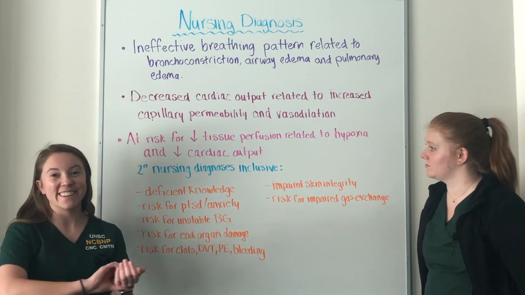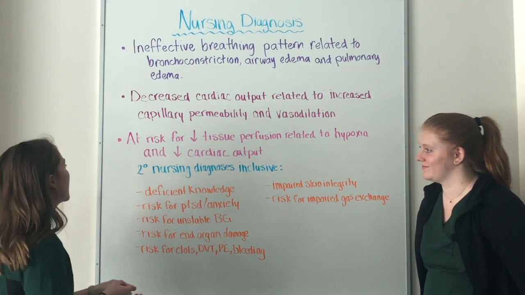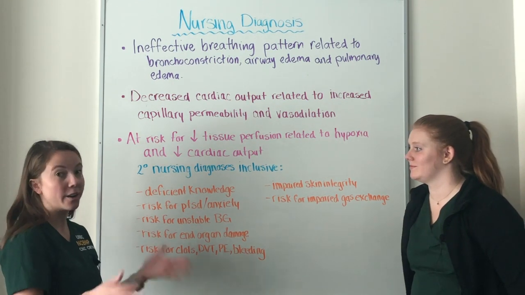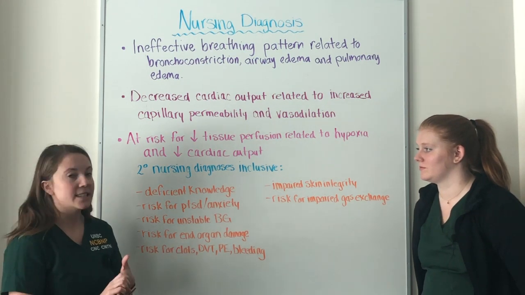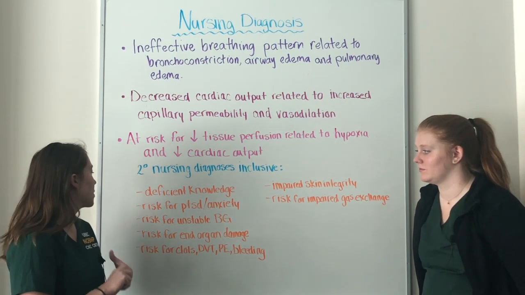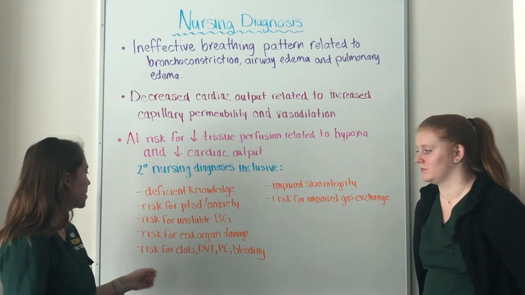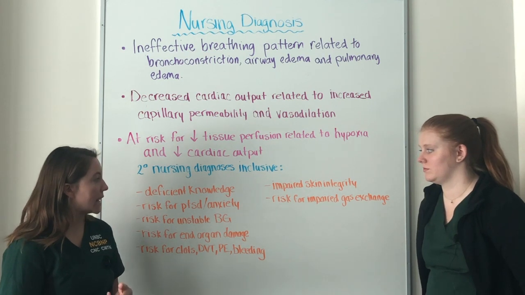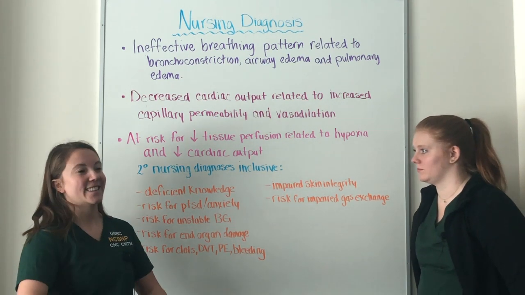And the pulse could be steady as well with the increased heart rate and decreased cardiac output. Secondary nursing diagnoses that we would also like to include but are not really ending are deficient knowledge, risk for PTSD and anxiety, risk for unstable blood glucose levels, risk for end organ damage, risk for clots, DVT, pulmonary embolisms, bleeding, impaired skin integrity, and risk for impaired gas exchange.